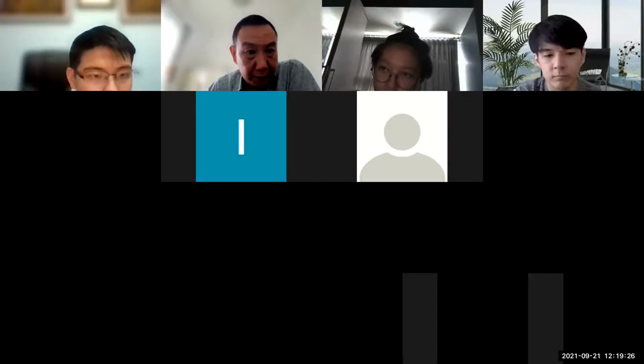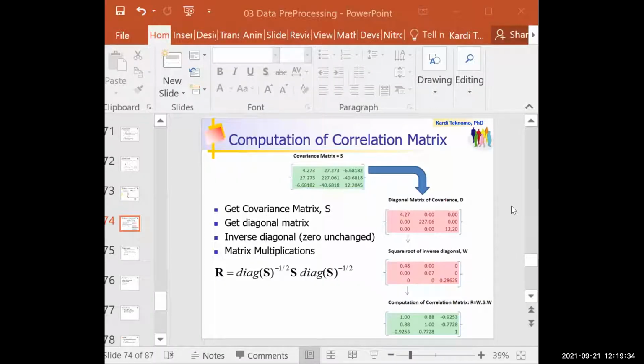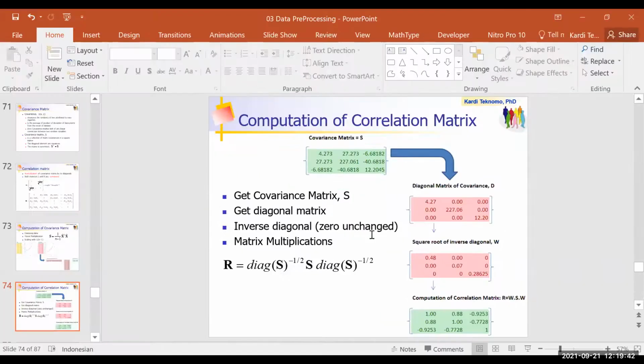So this is the example of a 3 by 3 correlation matrix. You take the square root of the inverse diagonal and then you multiply both sides, on the left and on the right. Then you get the correlation matrix. And you see that the correlation matrix in this example is very big. So negative 0.77, and then positive 0.8, and then negative 0.9. So they are heavily correlated.